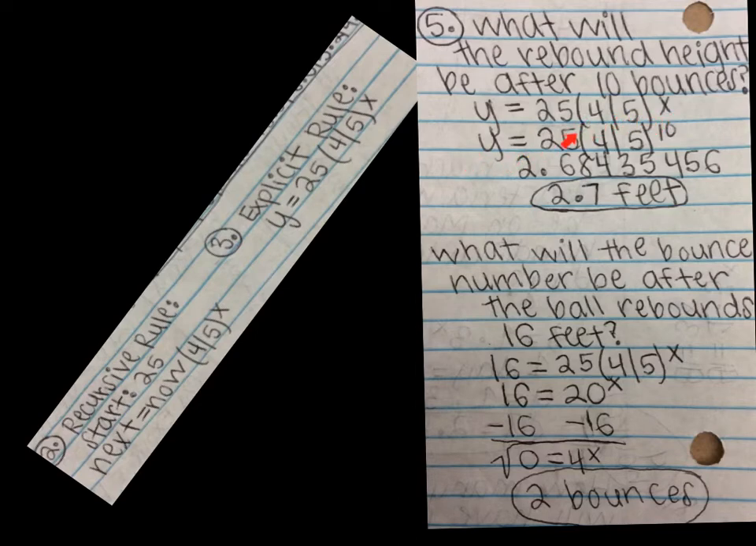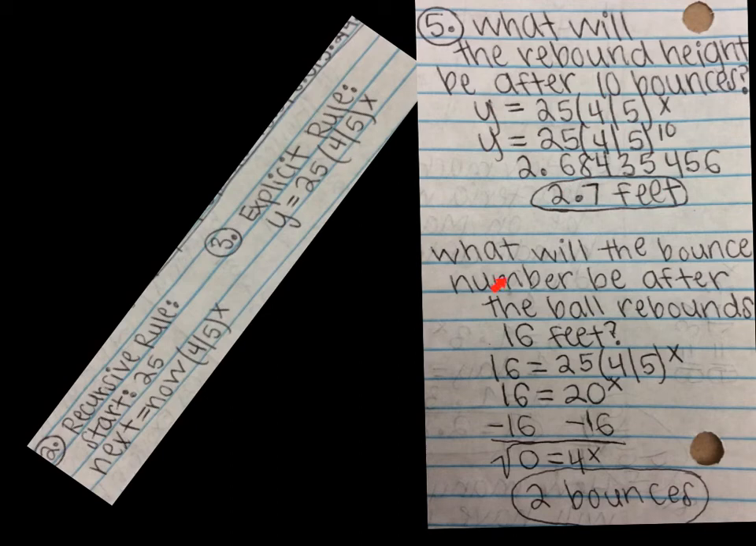And then we'll plug in the 10 for x because we want to know how much it'll be after 10 bounces. So then we'll have y equals 25 times 4 over 5 to the 10th power, which will amount to 2.68435456. It's just rounded to 2.7 feet.